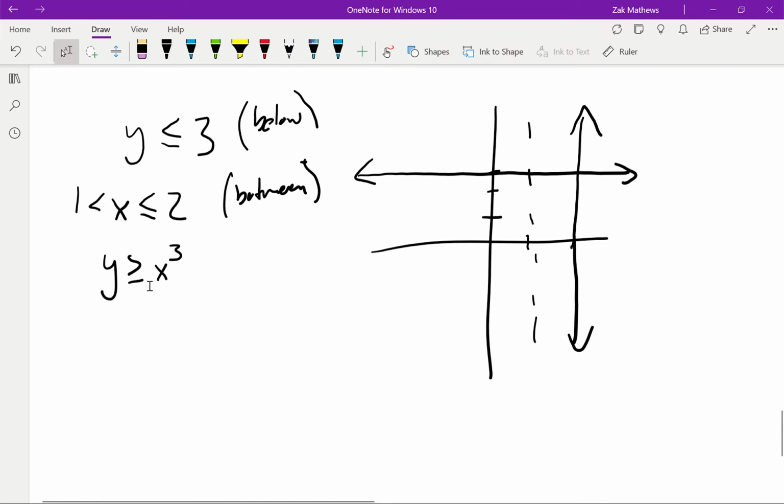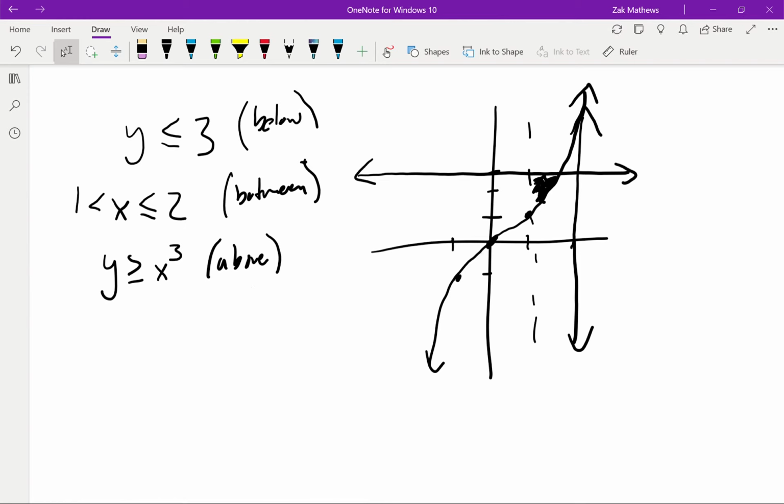I also want my y value to be greater than or equal to x cubed. So x cubed, remember, looks like this. And we want to be above that as well. So between the two vertical bars, below the one horizontal bar and above this, we're dealing with this semi-triangular, not really triangular, but this pie-like region right in here. I didn't mean to cross over the curve. So right in there, that tiny little shape. We can have as many equations as might be.